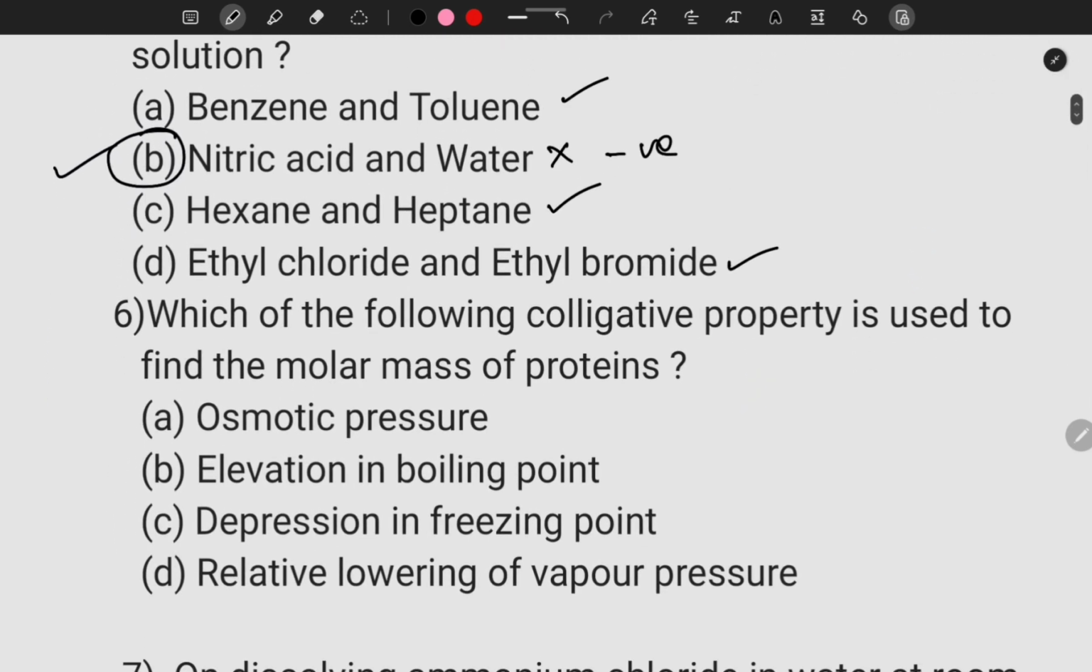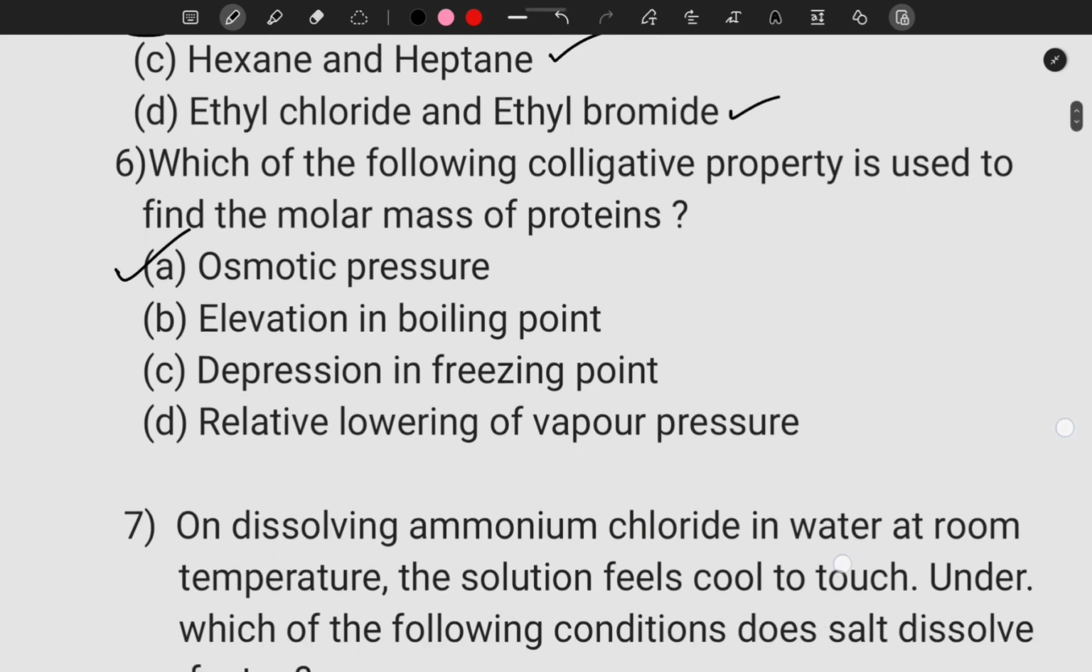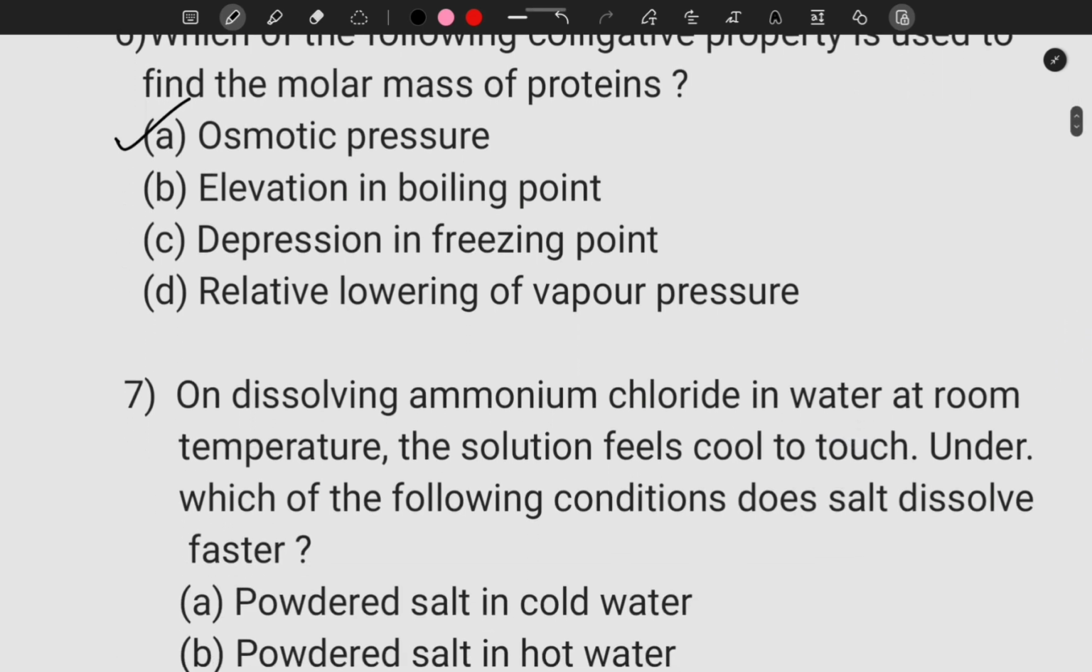Which of the following colligative properties is used for finding the molar mass of protein? The osmotic pressure method is the best method for finding the molar mass of protein because proteins are unstable at higher temperature. So we cannot go with elevation of boiling point or depression of freezing point. So the osmotic pressure method is the best method.